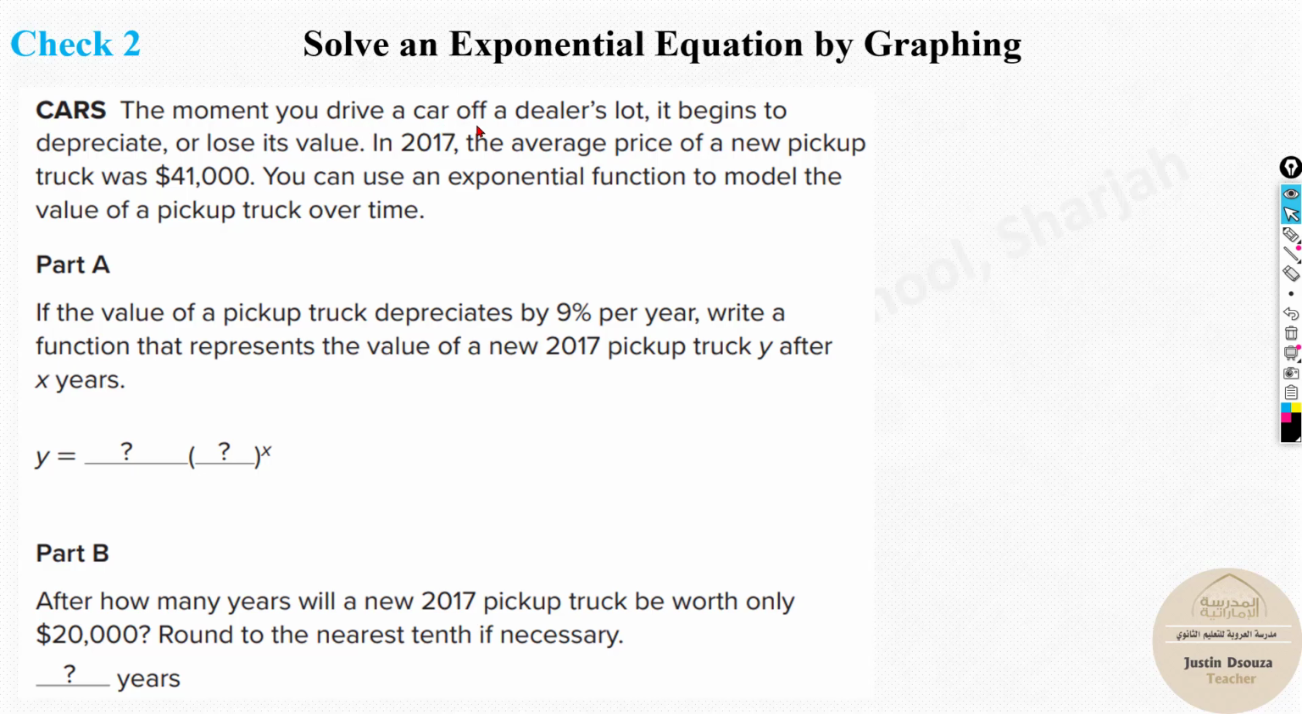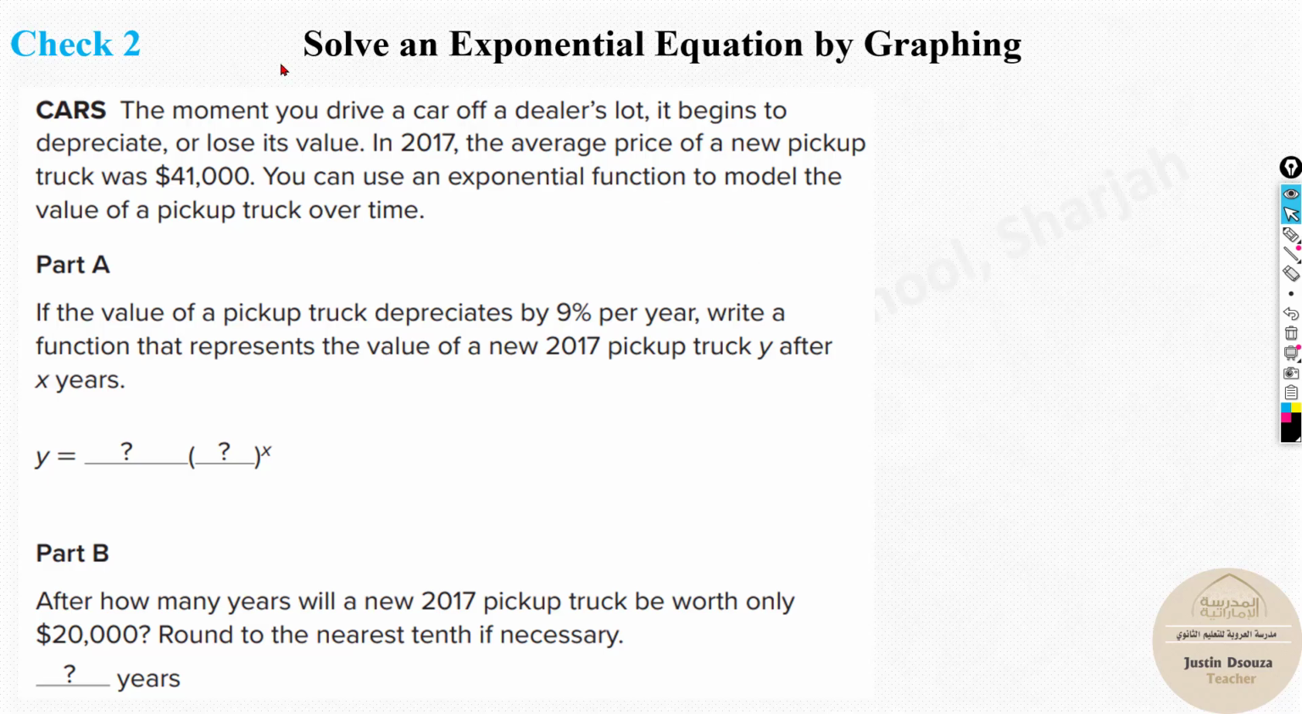The moment you drive a car off a dealer's lot, it begins to depreciate, or lose its value. In 2017, the average price of a new pickup truck was $41,000. You can use an exponential function to model the value of the pickup truck over time.